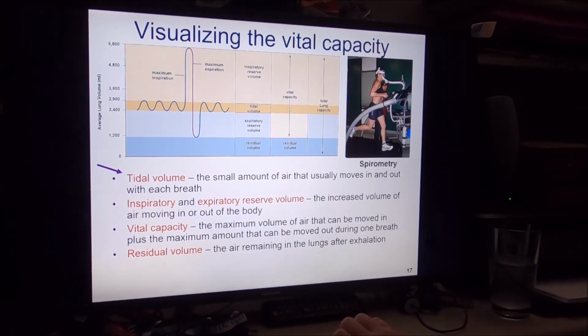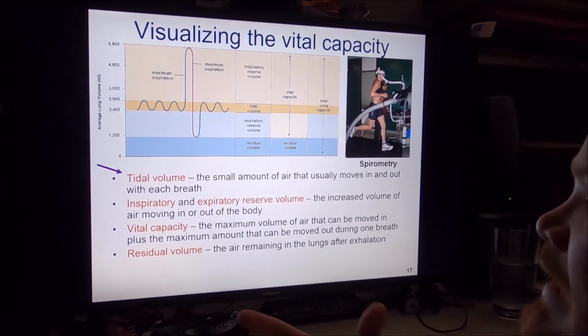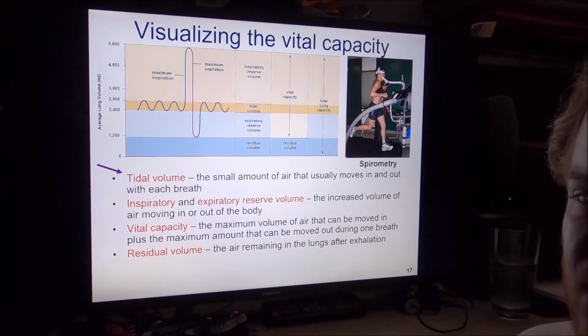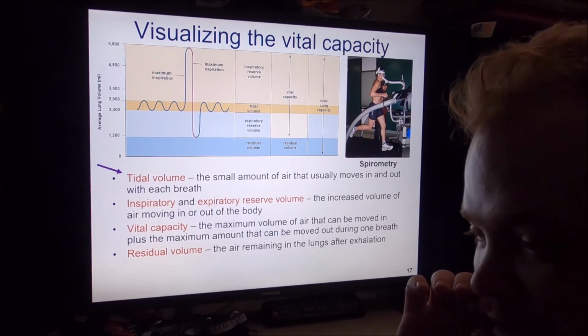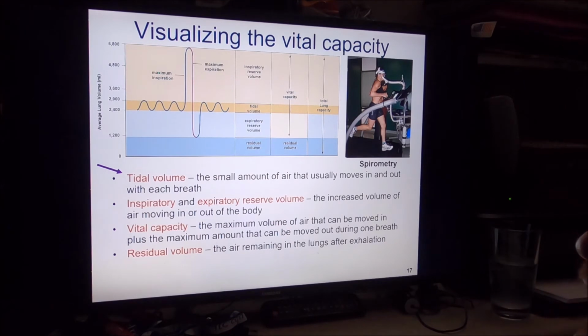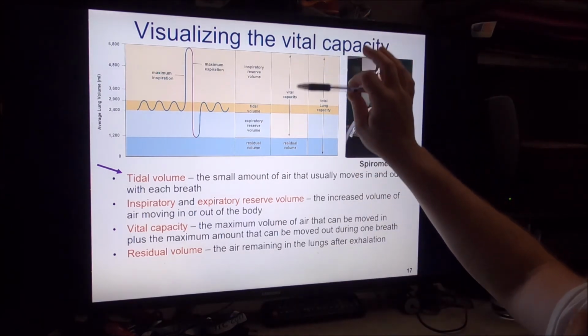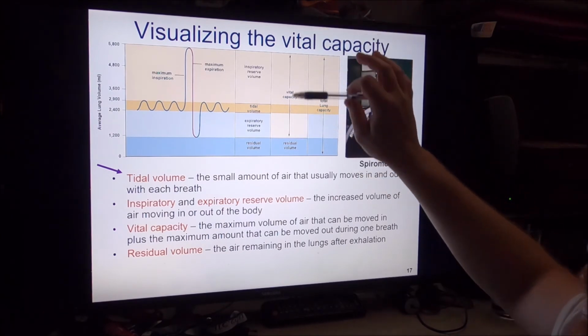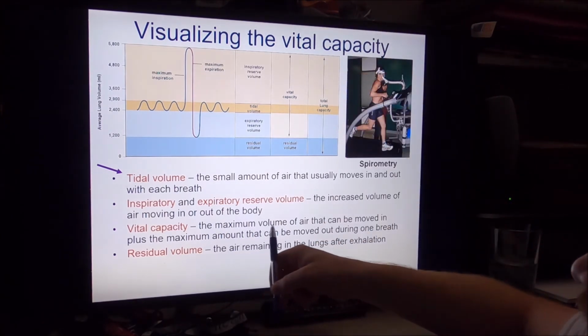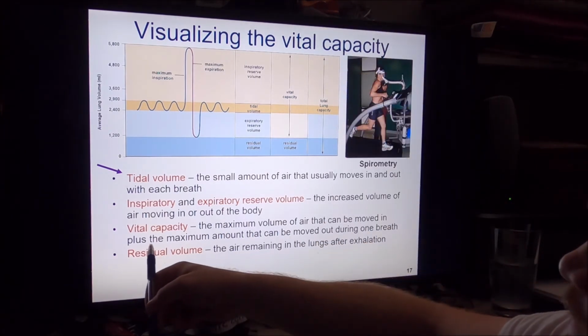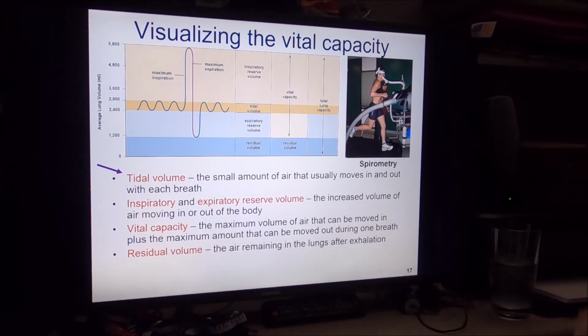Now, what we like to do to measure general lung function is we tell you to take as deep a breath as is physically possible and then exhale forcefully through the spirometer, and we measure what's called your vital capacity. Vital capacity is the maximum amount of air you can move if you so choose. So maximum volume of air that can be moved in plus the maximum amount of air that can be moved out during a single breath.